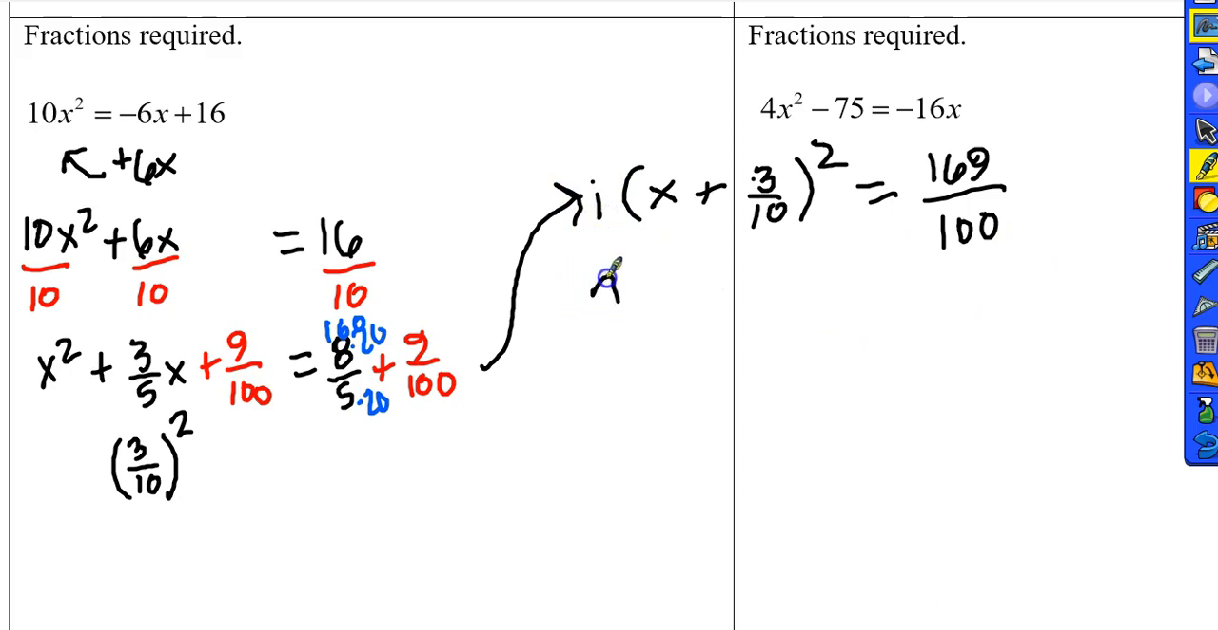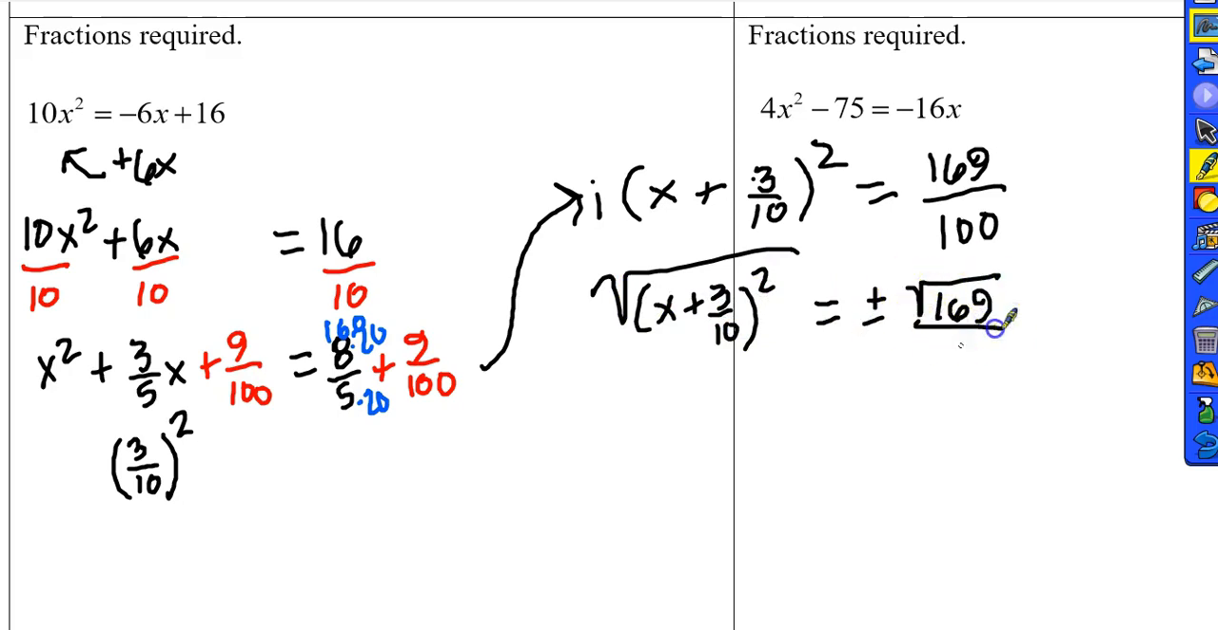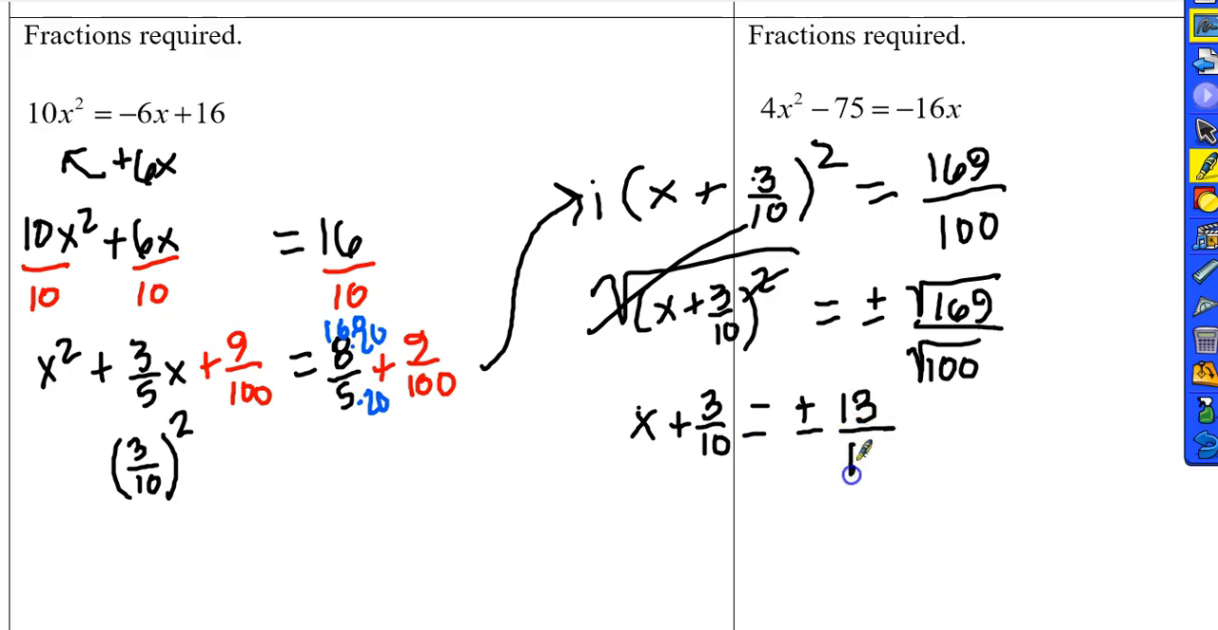Now we square root both sides. Apply the square root property, plus or minus the square root of 169/100. And I prefer to really separate my numerator and denominator when I'm doing square root, as you know. Then we're going to apply our square root property, cancel that out, equals plus or minus the square root of 169, which is a perfect square, 13 over 10. Yes?